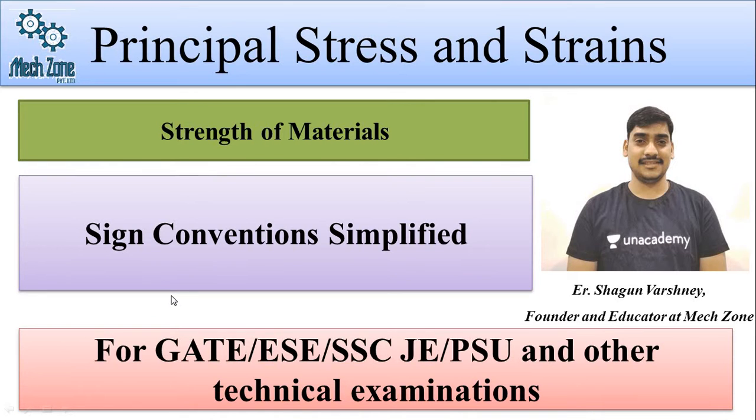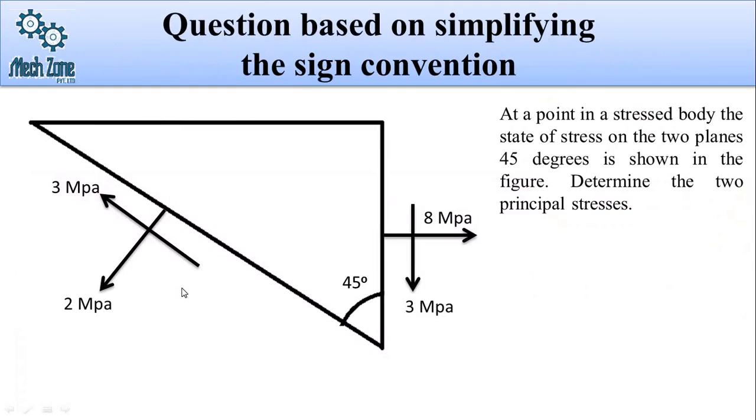So let us discuss a question here which has been asked in GATE 1993. The question says: a point in a stressed body, the state of stress on the 2 planes 45 degrees is shown in the figure. This is an oblique plane, and on this oblique plane the state of stresses have been given.